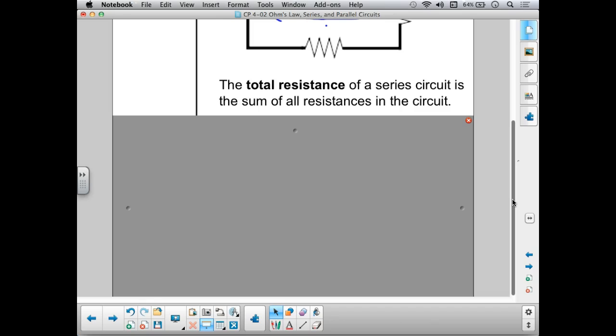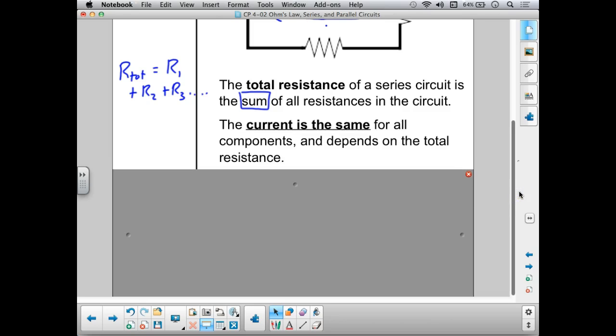So some things about series circuits. One, the total resistance of a series circuit, we're going to define that as the sum of all resistances in the circuit. And this word sum comes from Latin. It's also from math. It just means to add up all the resistances. So I could say that the total resistance is equal to the first resistance plus the second resistance plus the third resistance, and so on and so forth. If I have multiple resistors in a circuit, I could just add them up to get the total resistance. And that's going to be important when we go to make some calculations on series circuits.